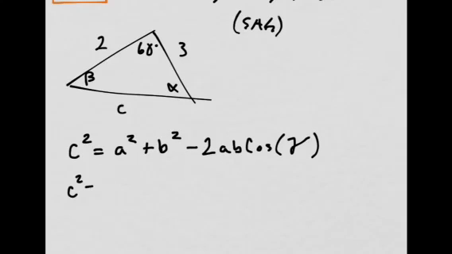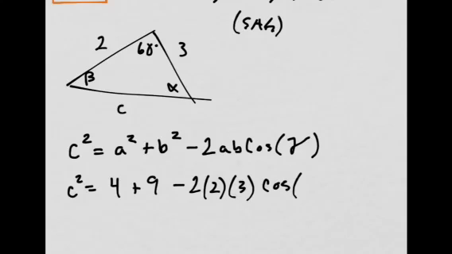C squared, I don't know what that is. A, I know what that is. That's 2, right? So I'll put that 4 there, because 2 squared is 4. Plus b squared, that's 3 squared is 9. And then minus 2 times 2, a is 2, b is 3, and then times the cosine of 60 degrees. 60 degrees. And there we go.